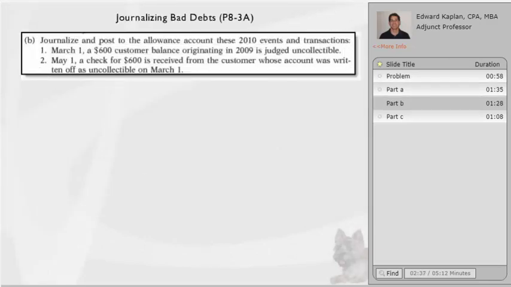Let's take a look at transaction B. Journalize and post to the allowance account these 2010 events and transactions. 1. March 1st, a $600 customer balance originating in 2009 is judged uncollectible. And then 2, on May 1st, a check for $600 is received from the customer, and we've already written it off as uncollectible in transaction 1 on March 1st.